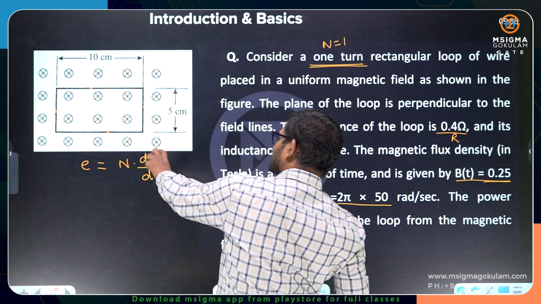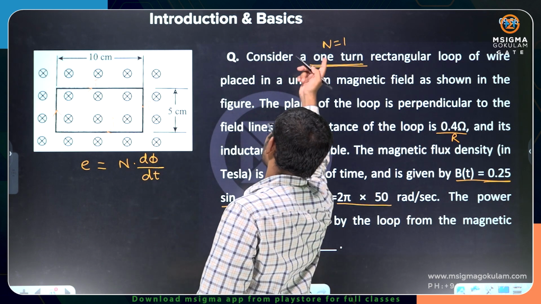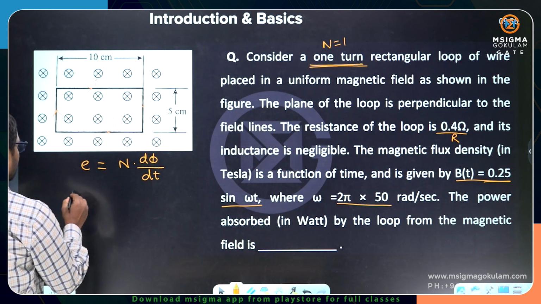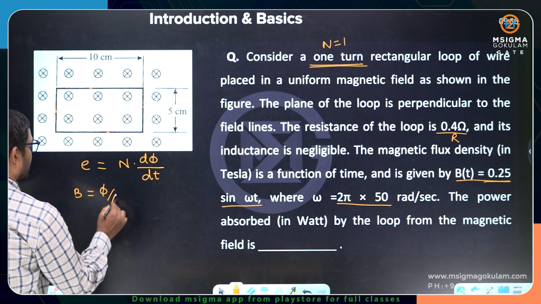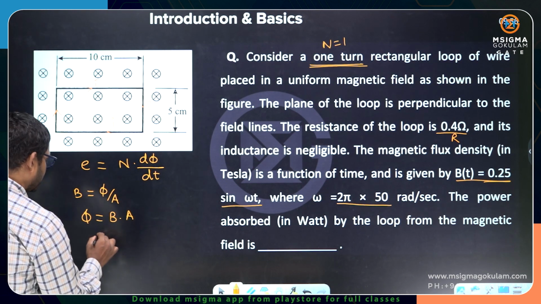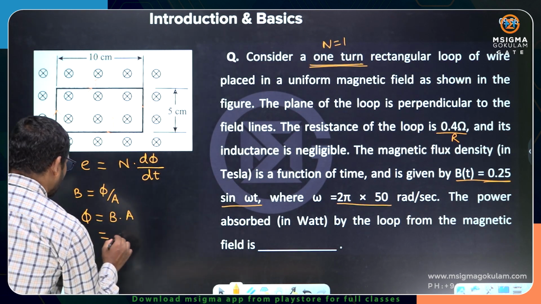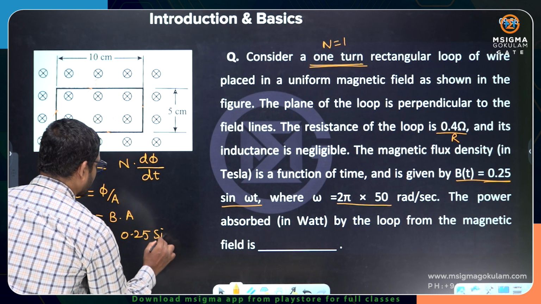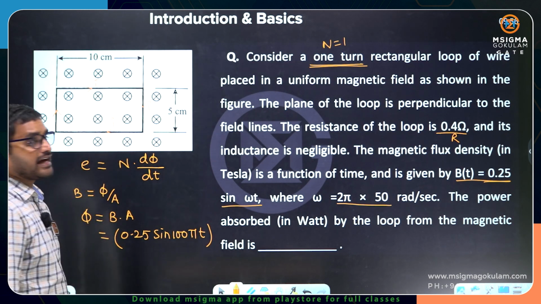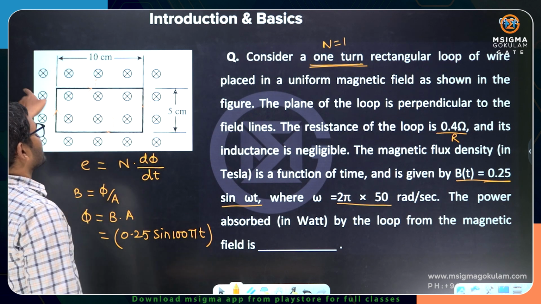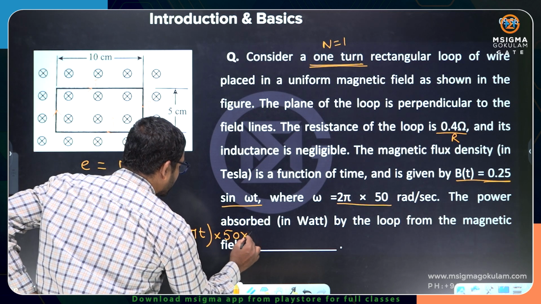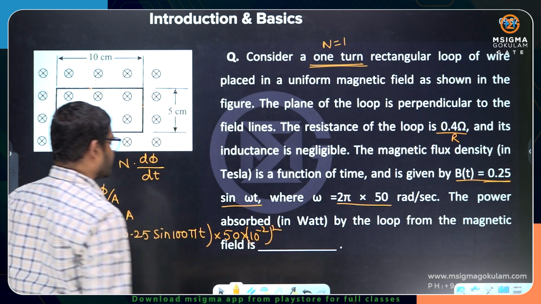Now you need to calculate the change in flux here. The number of turns is given as 1. How to calculate the flux here? We know the flux density is given. Flux density is flux per area, so flux is B into A. B is 0.25 into sin omega t, with omega substituted as 100 pi. The area is given by the dimensions 5 centimeters into 10 centimeters, which is 50 centimeter square, so 50 into 10 to the power of minus 2 whole square, which is 10 to the power of minus 4.